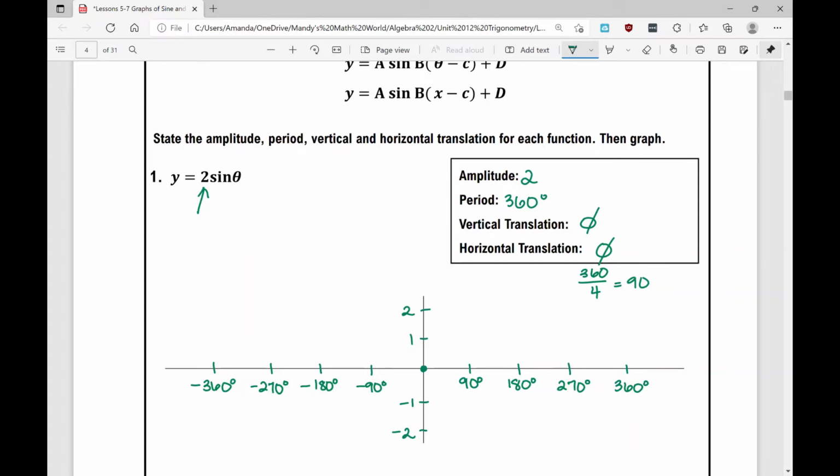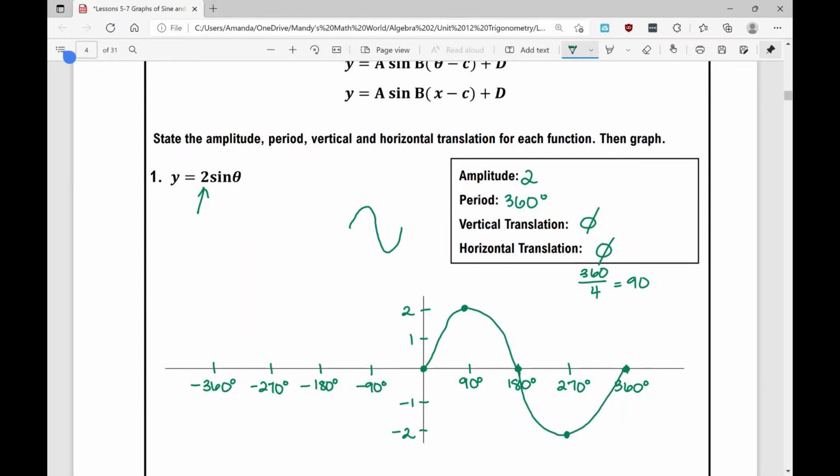Recall that the pattern goes mid, high, mid, low, mid, just like that. So we're going to start at 0, 0. At 90 degrees, we're going to go up to 2. At 180 degrees, we're back to the middle. At 270 degrees, we're down to negative 2. At 360 degrees, we're at the middle. And it just kind of takes this shape.